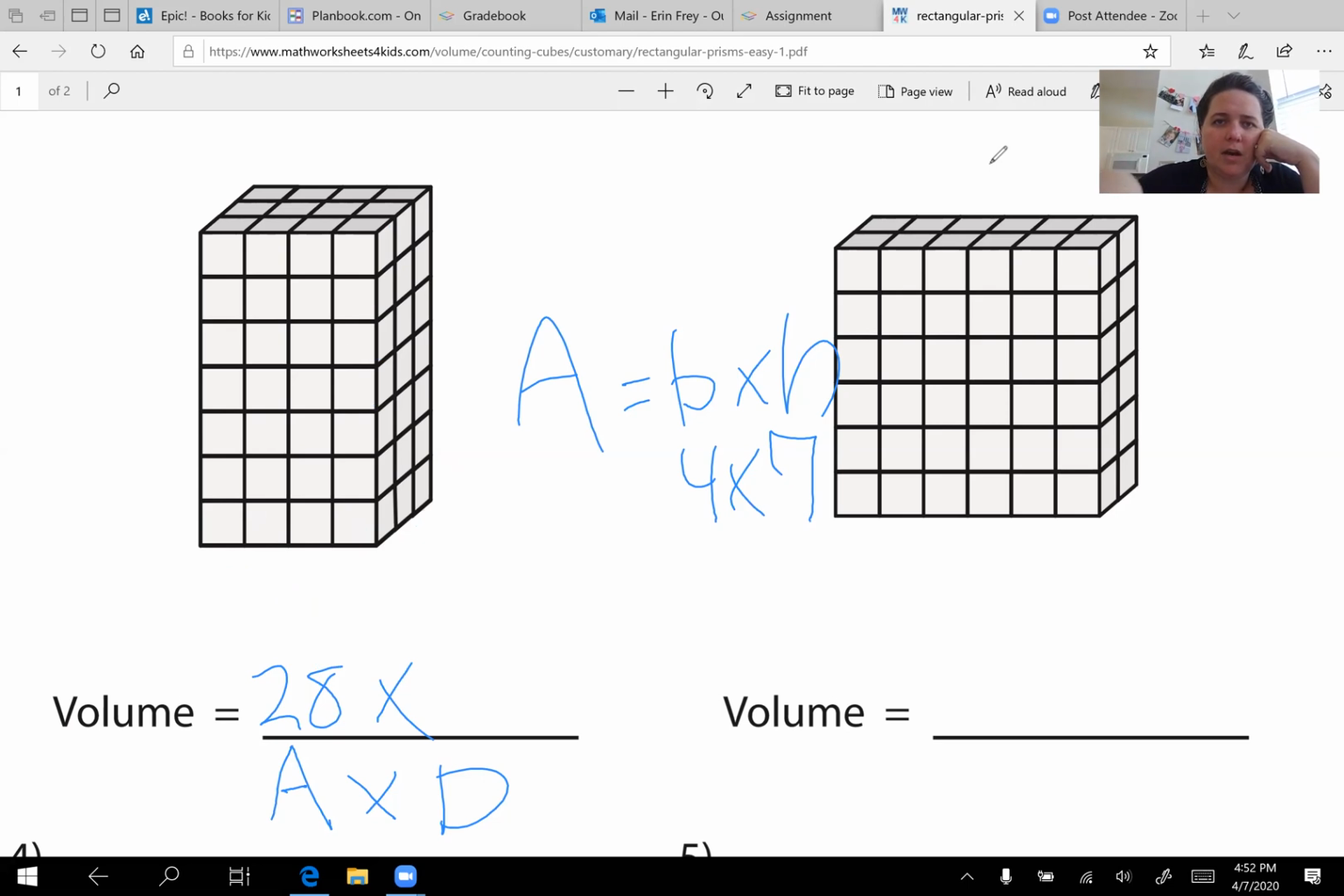Now, to find the depth, I usually look here, because that shows me in 3D how far back my block is going. I look at the bottom and then I can see it here. And how far, how many cubes does this go back?